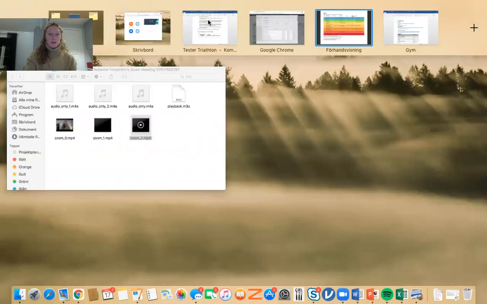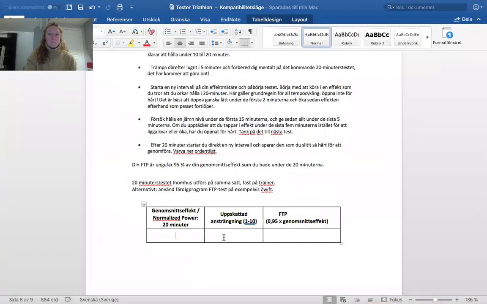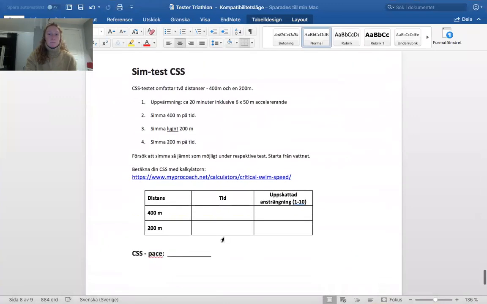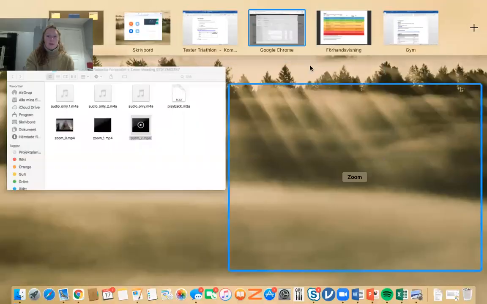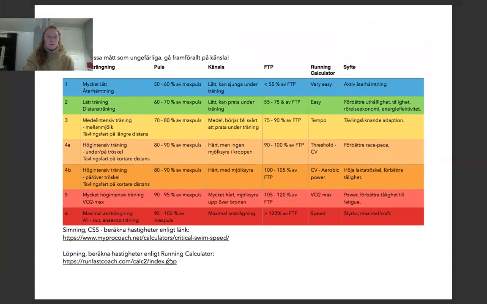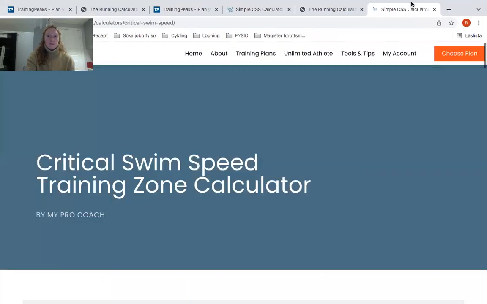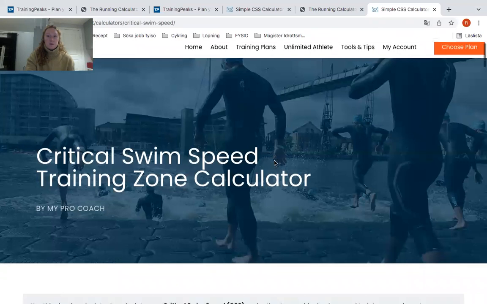Good, we get back to the test document. We have the swim test, the CSS test. Well done here as well. And you can write down your time on 400 and 200 meters. And then we head back here to the zones. Click on the link for the CSS pace as well.